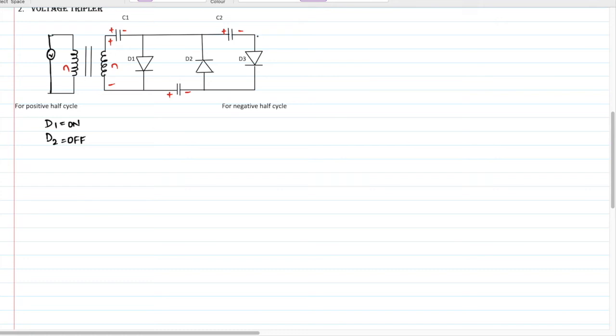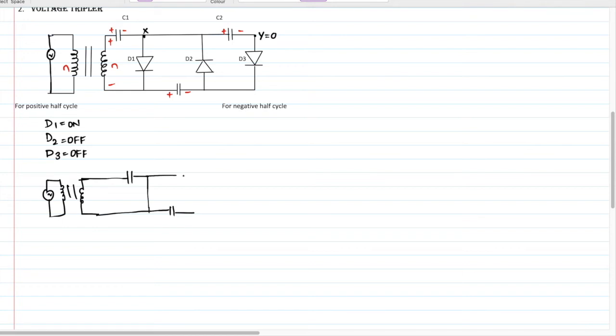So this point we will consider as Y and this is X. This Y point is assumed to be 0. Therefore diode D3 will also turn off. So only this diode is turning on. If I redraw the circuit: AC source, power transformer, diode closed, capacitor and diode closed. Okay, so another capacitor, this diode is open, another capacitor, and this diode is also open.